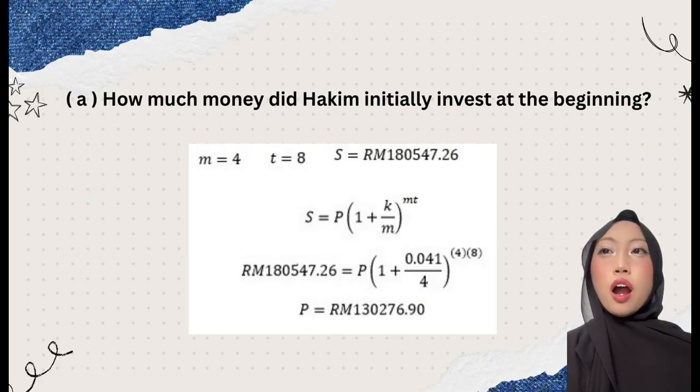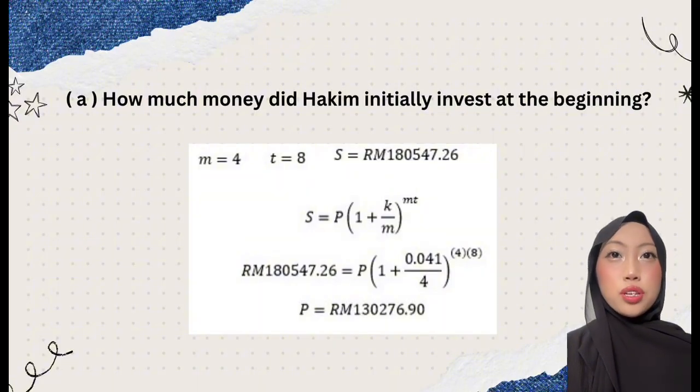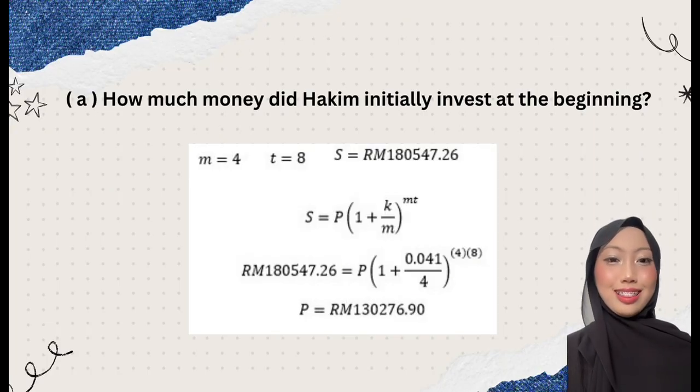After that, we put RM180,547.26 as S, equal to P(1 + 0.041/4) to the power of 4 multiplied by 8. And then we got the answer for P, which is RM130,276.90.